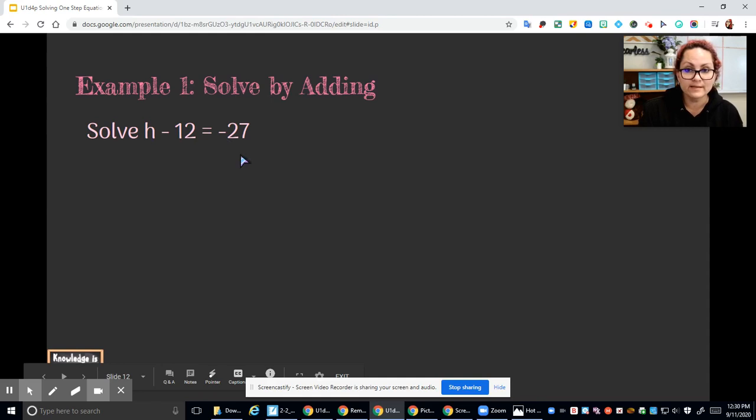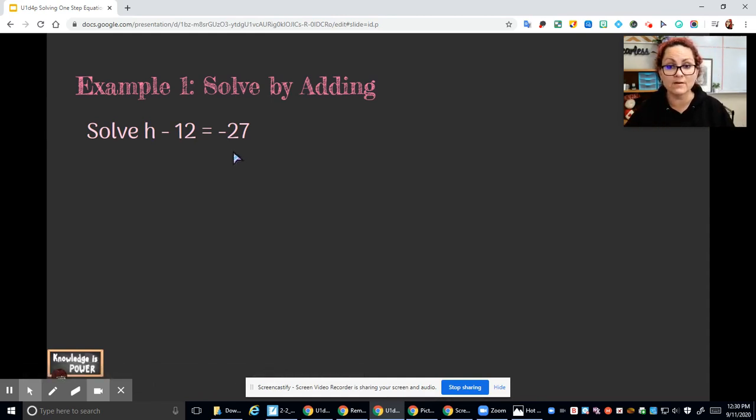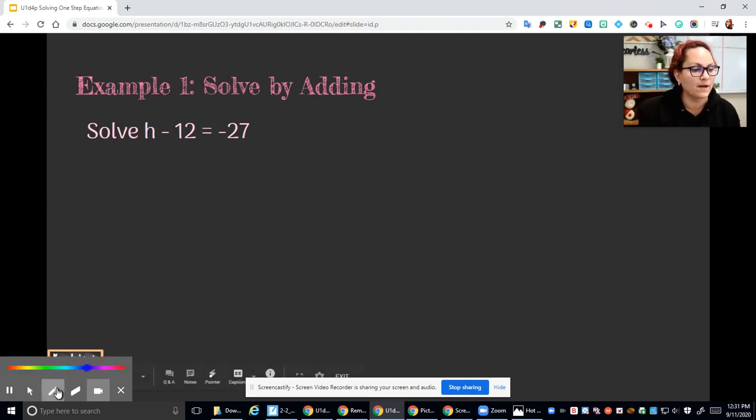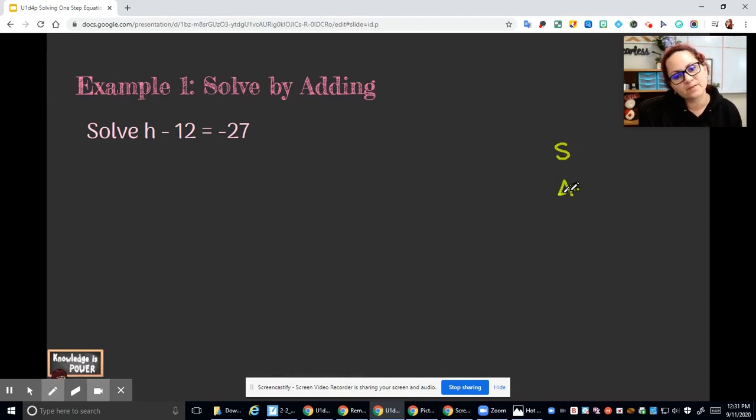When we have something like this and we want to manipulate it and get h all by itself, we're going to have to be able to add on both sides in order to get h all by itself. So remember, solving, the goal is to get the variable all by itself. And I'm just going to write down SAD. Remember, simplified.